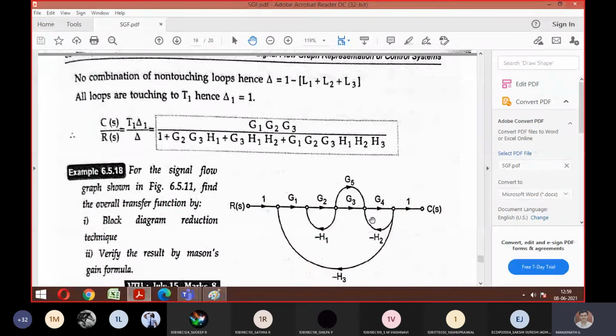Let's move on. Look at the question carefully. For the signal flow graph, they have already given the signal flow graph for you. You are supposed to find the transfer function by 2 techniques. One is by applying the block diagram reduction technique, and second, verify the result using Mason's gain formula. So whatever answer you get using the block diagram, you are supposed to get the same using Mason's gain also. That is what we are going to solve in this problem. Have you got the question, everyone?